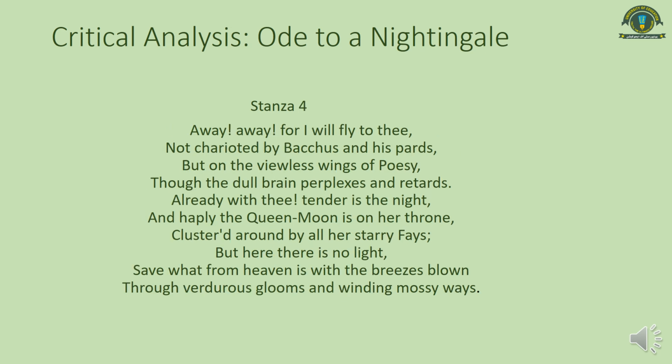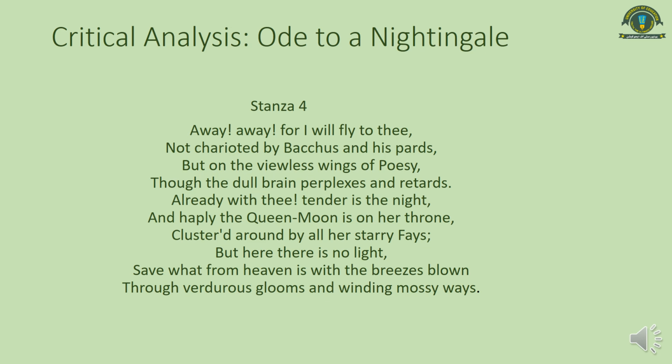Then, in the fourth stanza, Keats seems to reject the idea of negative escapism. He again quotes the Greek references by using the name of Bacchus, who is Dionysius, the son of Zeus, the supreme god. And then he says, I'll not be going through the negative ways of escapism. I will rather use the positive ways of escapism. And using those positive ways, I'll go to the world of the nightingale where I can be there.